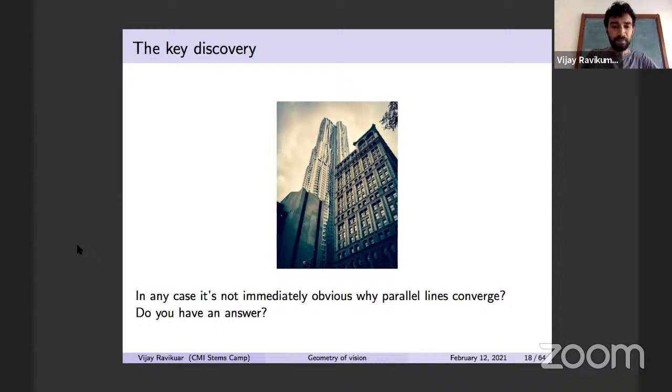And one question we can ask is why? Why is it that parallel lines appear to converge in our vision, in our picture plane? And maybe, I don't know if anybody has an answer off the top of their head, but it's something to think about.